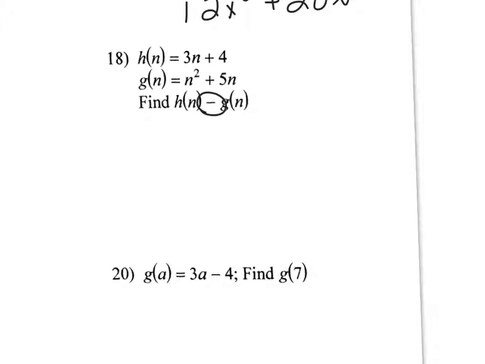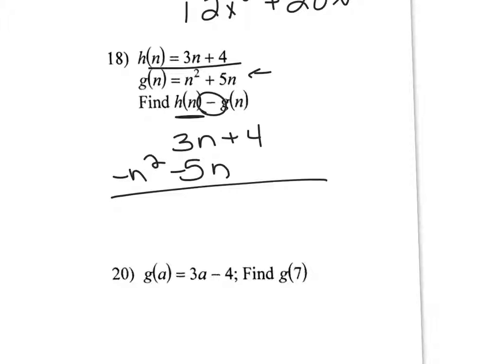Here we're subtracting, so just pay attention to what you're doing. H goes first, so this is H. That one stays the same. Change the sign of the second one, so it becomes negative n squared minus 5n. I put this over here because it doesn't have a like term. So it's just negative n squared minus 2n plus 4.